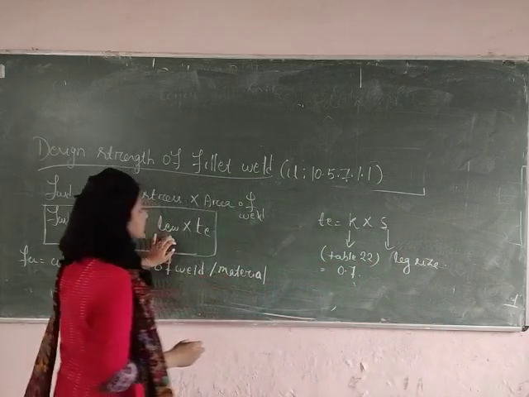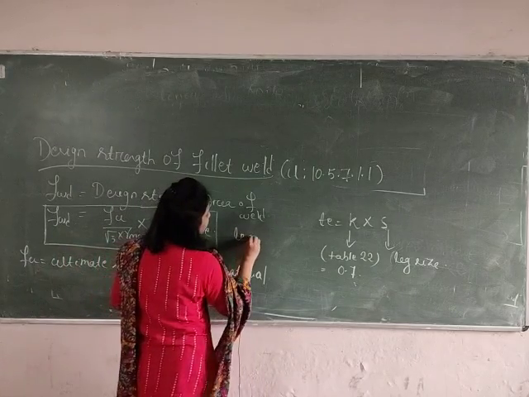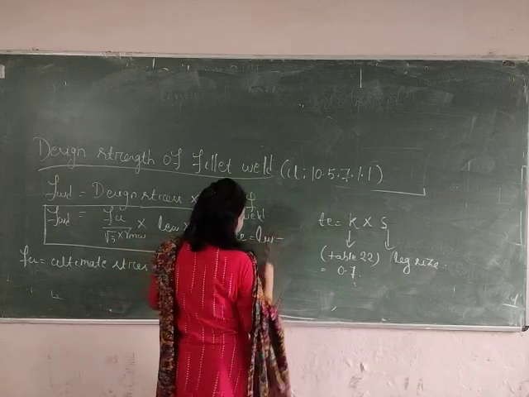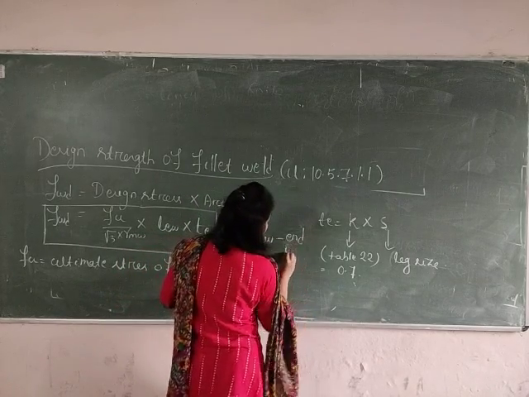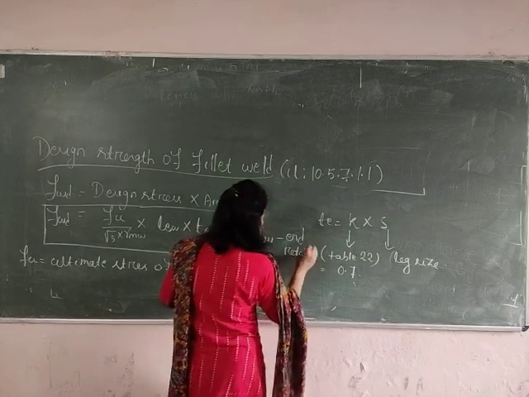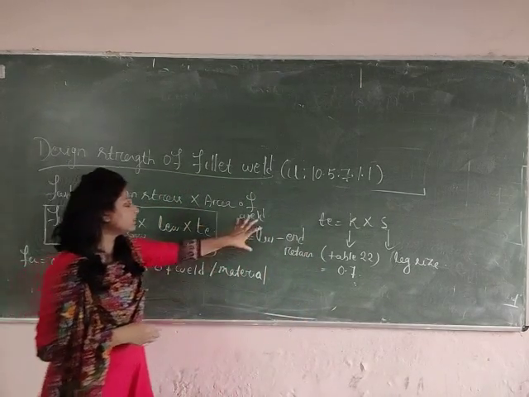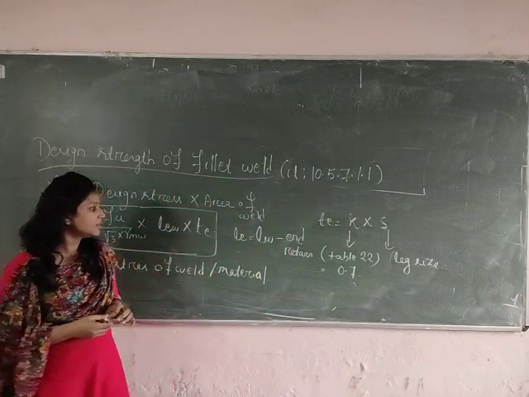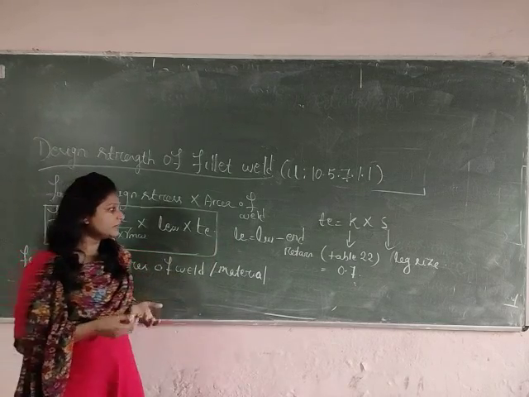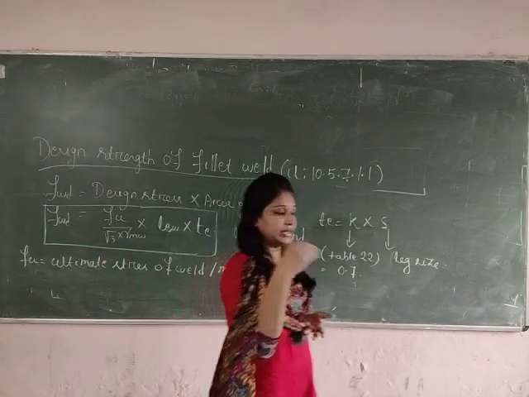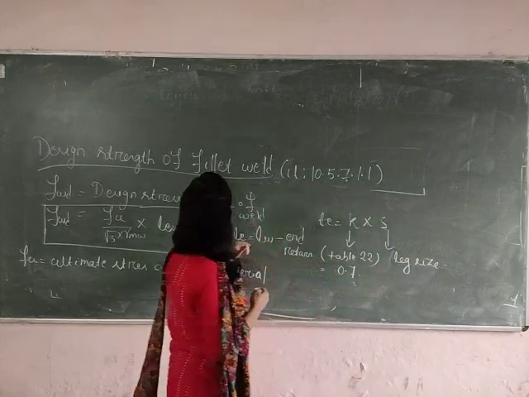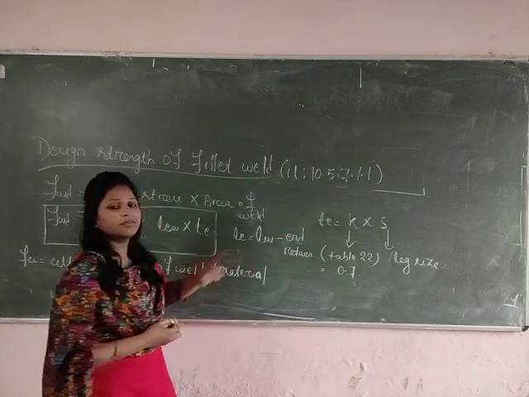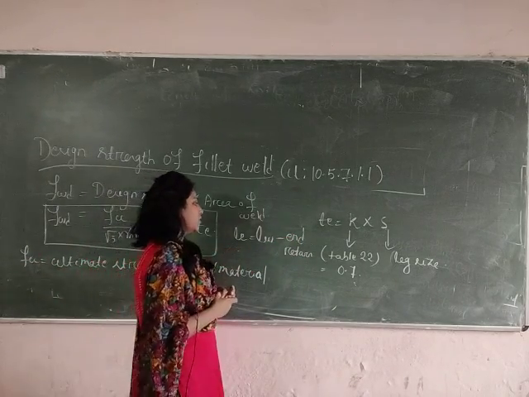And effective length of weld is the total length of weld minus end return. So if in the question the total length of weld is given, then just deduct the end return, then calculate the effective length. If in the diagram you can easily calculate the effective length of the weld, then no need to deduct the end return. So it will be clear when you solve the question.